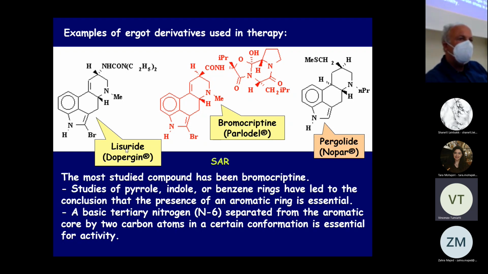Here you can see lisuride, bromocriptine, pergolide. These compounds are used for the treatment of Parkinson's disease. Very, very potent. And you see the insertion of a bromine on bromocriptine just to increase the lipophilicity. It's a semi-synthetic compound.